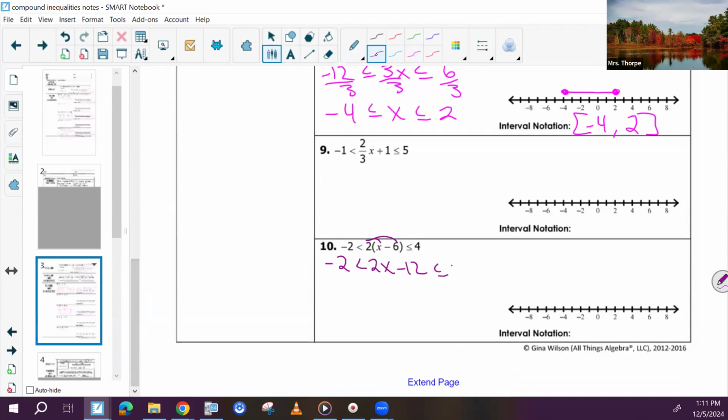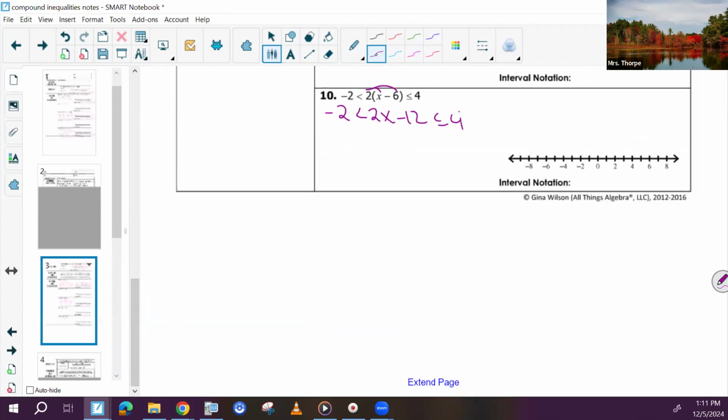2x minus 12 is less than or equal to 4. Also notice that I only distributed inside. I didn't multiply everything by 2, which you could do, but that would be a different scenario. Okay, what would be our next step? Add 12 to everything. We have 10 is less than 2x, which is less than or equal to 16. 5 is less than x, which is less than or equal to 8.